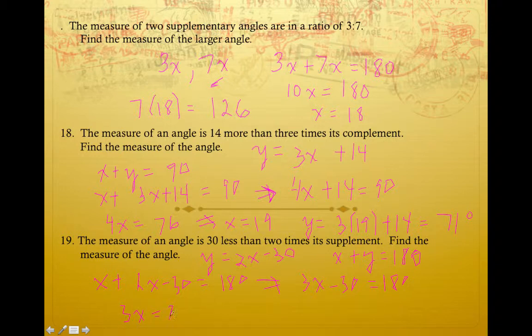3x is 210, adding 30 to both sides, x is 70. And the question is to find the angle which was 30 less than 2 times its supplement. So y was 2 times 70 minus 30, which is 110.